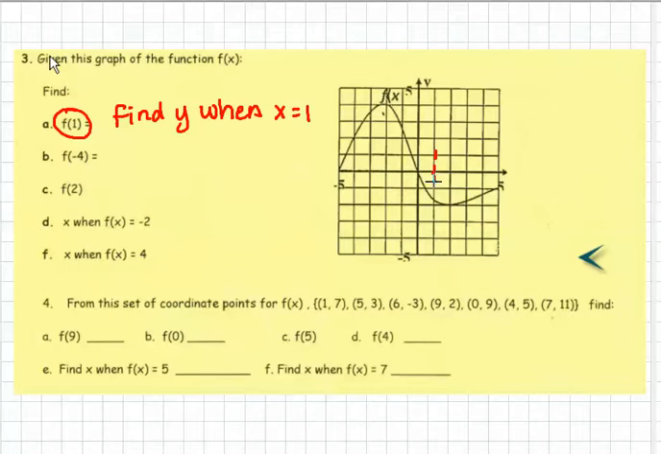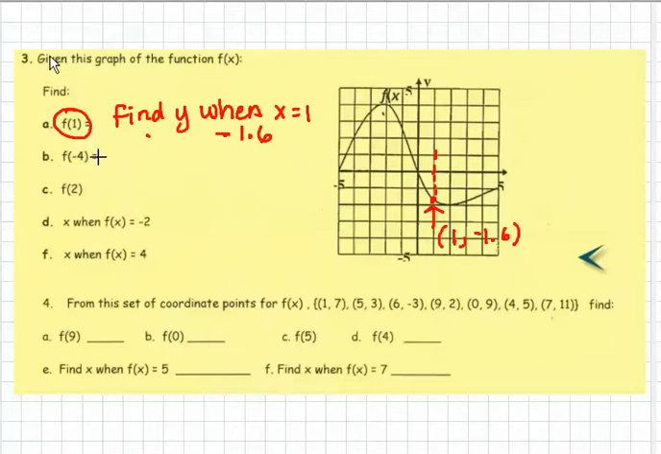If I go down to the line at that place, I'm looking for the y value right there. I'm going to estimate it because it's between negative 1 and negative 2. It looks like it's a little closer to negative 2, so I'm going to say it's negative 1.6, because this coordinate point right here is 1 comma negative 1.6.